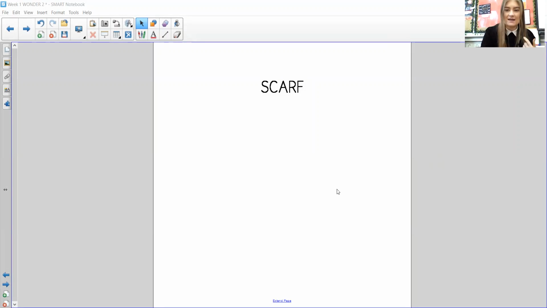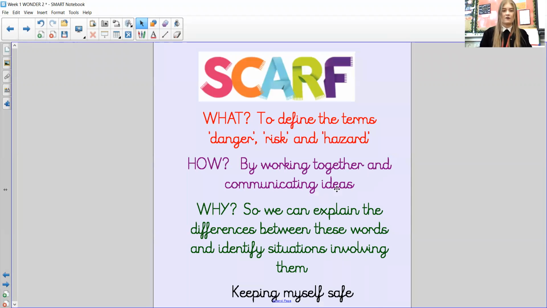So this is our learning objective for SCARF today. We are going to define the terms danger and risk and hazard. It's important so that we can explain the differences between these words and identify the situations that might involve a danger, a risk, or a hazard, because it's not always negative when it comes to things being a risk, for example. We'll look at that in more detail this lesson. And this is part of keeping myself safe.